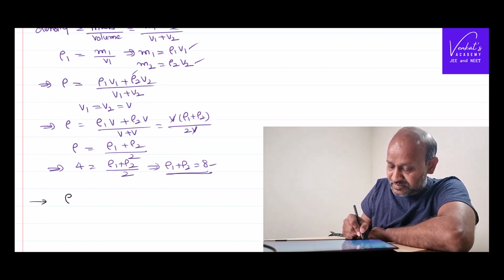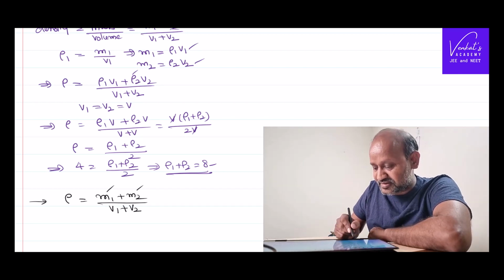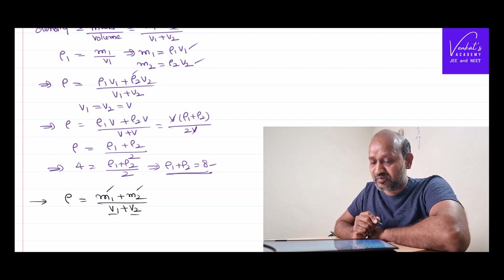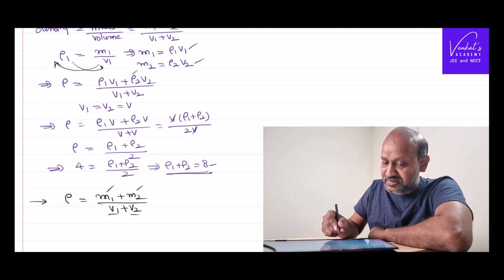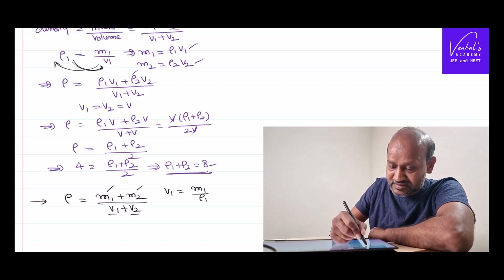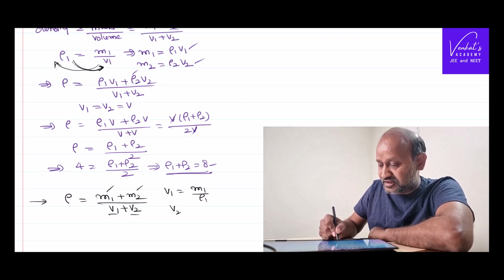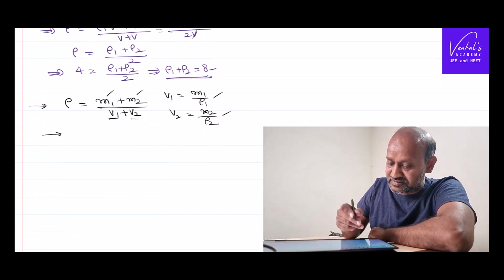Again, I will take the same formula, density equal to total mass, because two liquids are mixed, by total volume. In the second part of the problem, there is information about equal masses, but there is no information about the volumes. So taking the volume this side, density this side, in the place of V1, I can write M1 by rho 1. Just this term is shifted here. Similarly, in the place of V2, I can write M2 by rho 2. Let us substitute these two values in this equation.